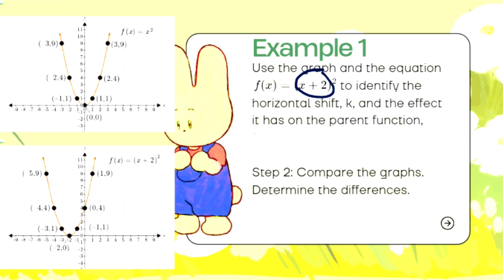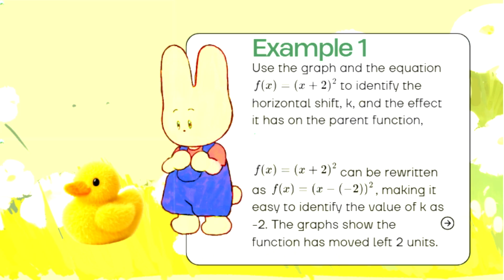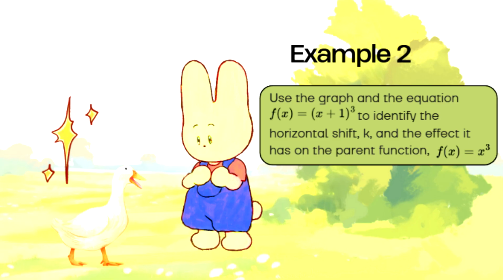The value of k is the opposite. It's minus 2. So k equals minus 2, and the effect is it went left 2. It's that easy. The value of k is negative 2, and the graph moved left 2 units. This is how easy this is.